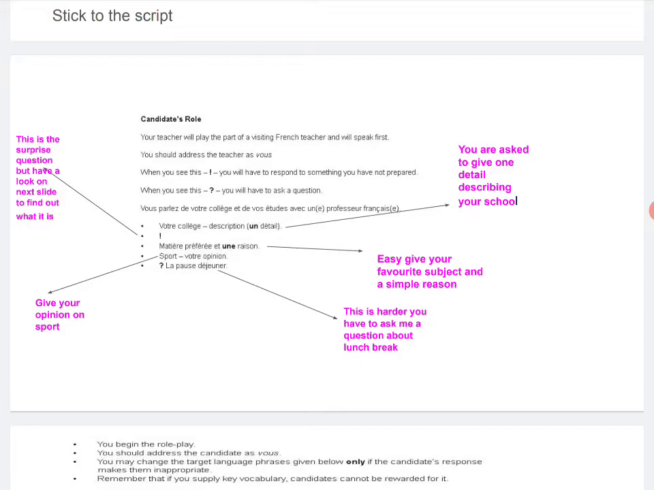This is on the topic of school. And you have 5 occurrences, but one of them, as you can see in this case, number 2, you will not be able to know. So on the first one, it's got votre collège description. That's quite easy to understand, giving one detail about your school in terms of descriptions.